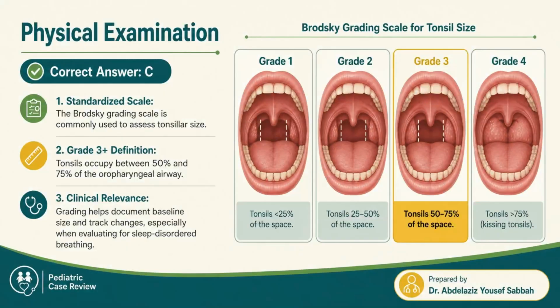The correct answer is C, grade 3+. The Brodsky grading scale is the standard tool here. Grade 1 is less than 25% obstruction. Grade 2 is 25 to 50%. Grade 3 is 50 to 75%. Grade 4 is greater than 75%, often referred to as kissing tonsils. Since this patient's tonsils occupy 60% of the space, they fall squarely into the grade 3 category. Accurate grading is crucial for monitoring and communicating findings, particularly when considering referrals for sleep-disordered breathing.